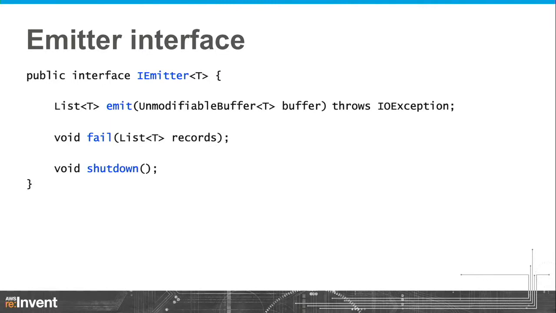So the emitter interface, you probably won't be writing emitters very often because we're going to try and provide you lots of useful emitters. But again, for example, if you wanted to write a Storm emitter to go to your favorite other real-time processing framework, you could write an emitter that allows you to use Kinesis as a buffering front end to go into another system like that.